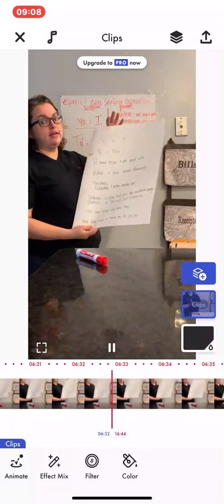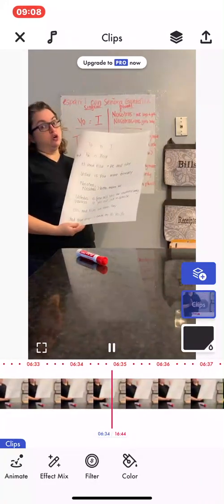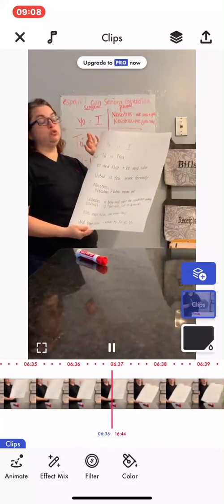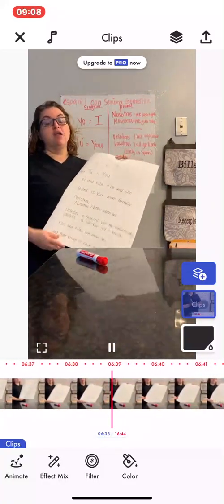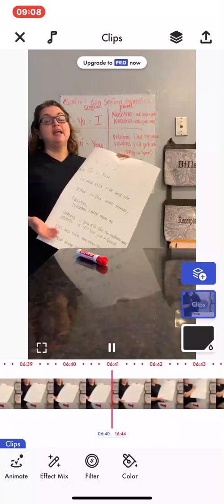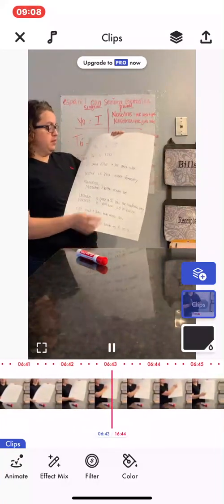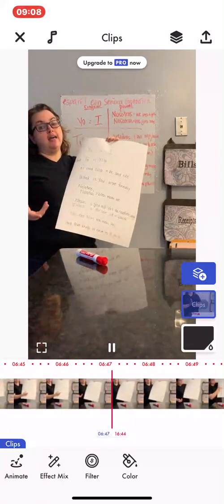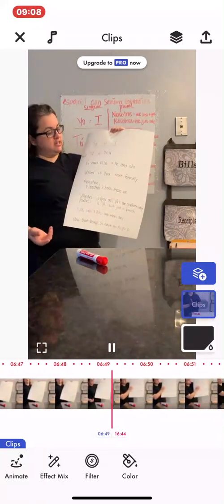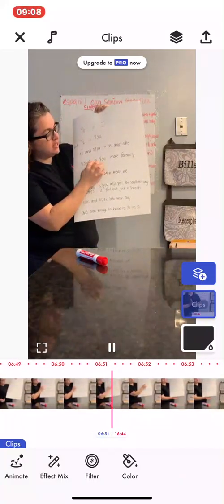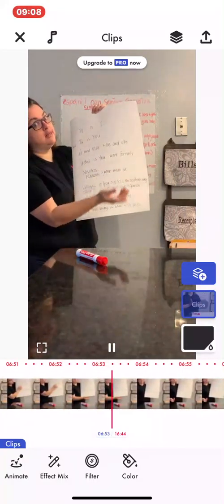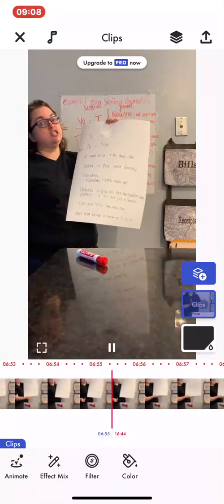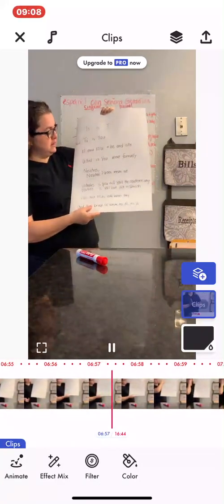So, yo is I, and tú is you. Repita. Yo is I, and tú is you. Él and ella, he and she. Él and ella, he and she. Usted is you, more formally. Usted is you, more formally.